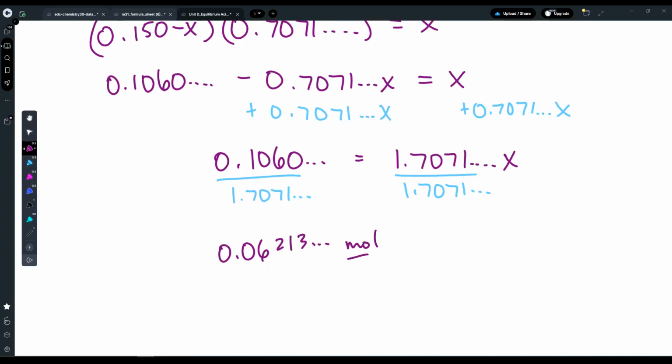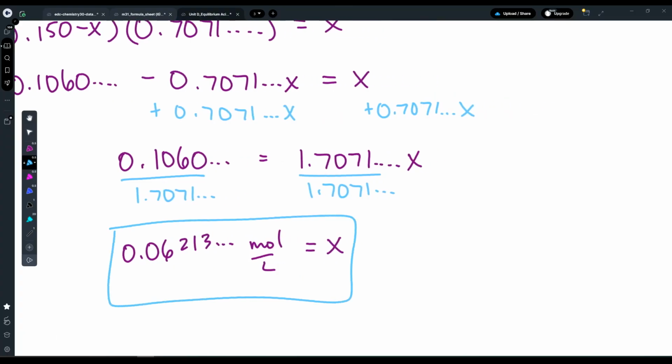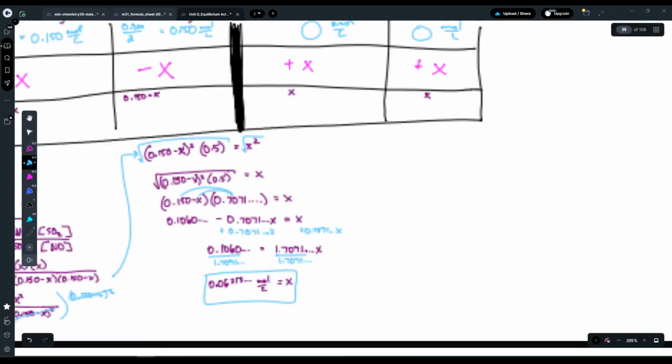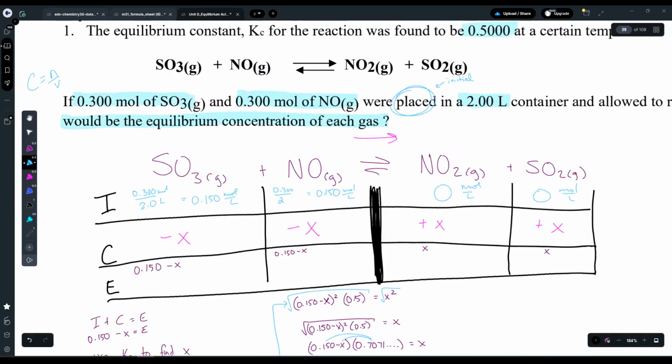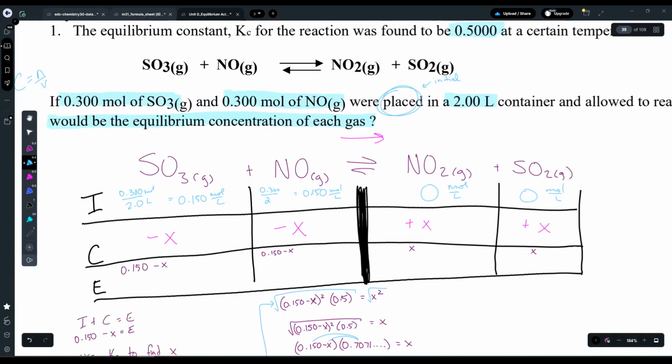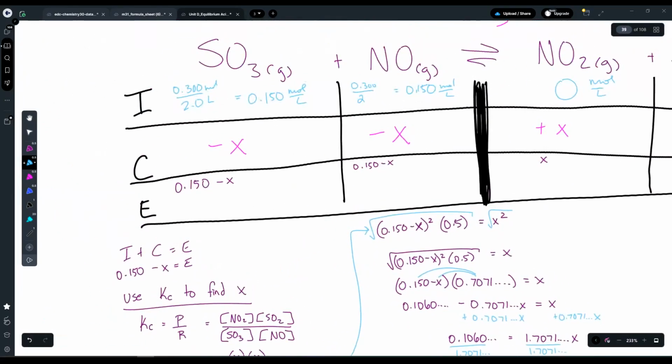So remember, that's moles per liter. So that is our X value. Okay, so that's important because now we can use it to figure out all of our equilibrium values, and that's what the question's asking for us to find, all of the equilibrium concentrations. So let's figure this out here.